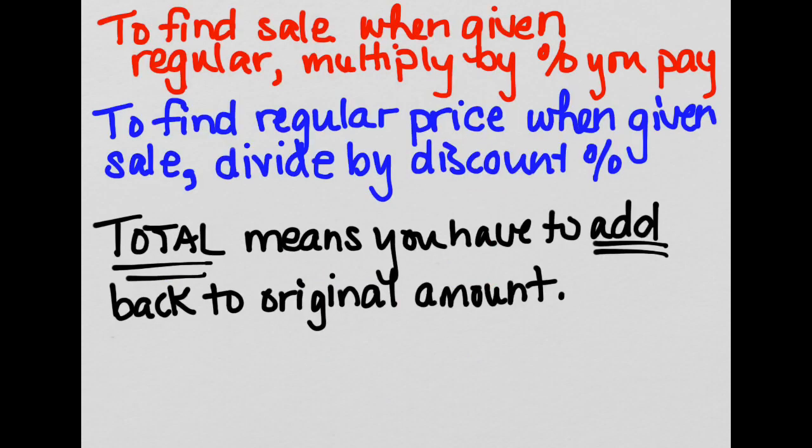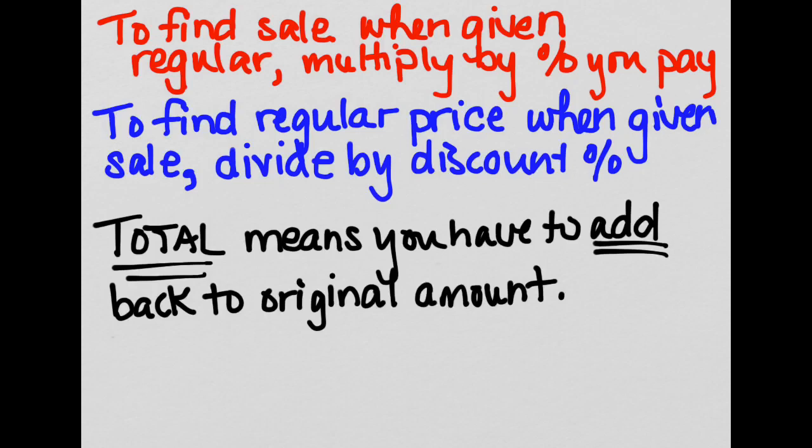So let's go ahead and review. To find a sale price, when you're given the regular price, you want to multiply by the percentage you pay. To find the regular price when you're given the sale price, you divide by the discount percent as a decimal. Every time you use the percent, remember you're going to make it into a decimal. So we move that decimal spot twice.